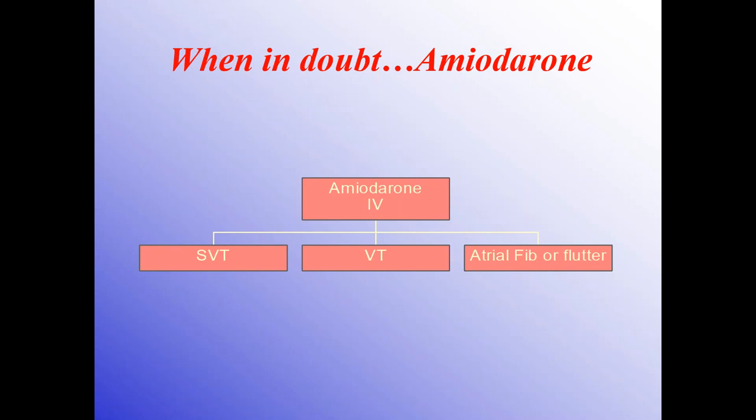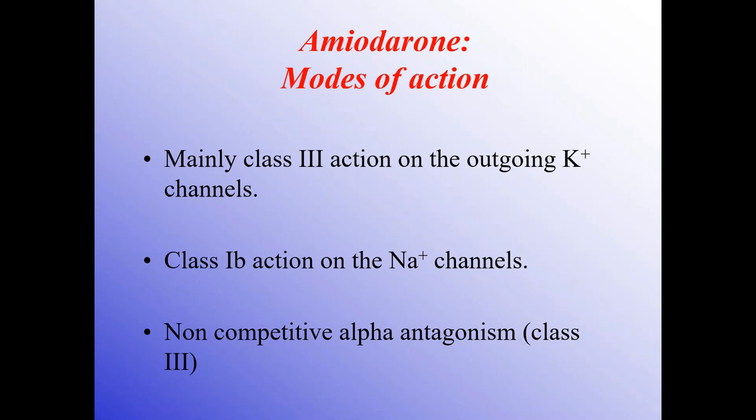Why does this happen? Because cordarone, basically being a class 3 drug, also has a 1B action on the sodium channels, and also has an alpha antagonism. So it is acting at multiple levels, taking care of the atrium, the ventricle, the AV node also.